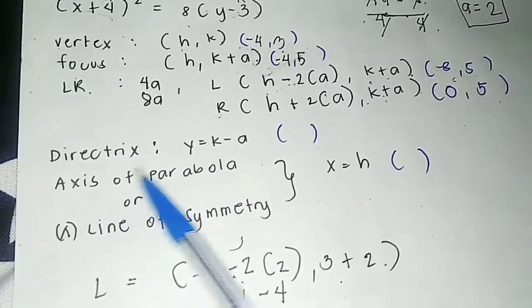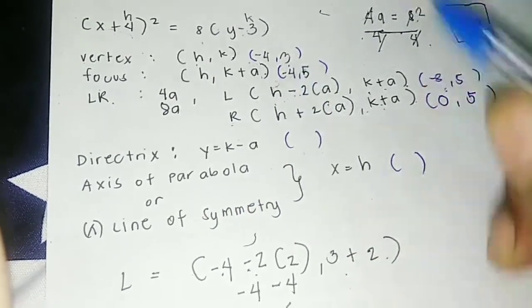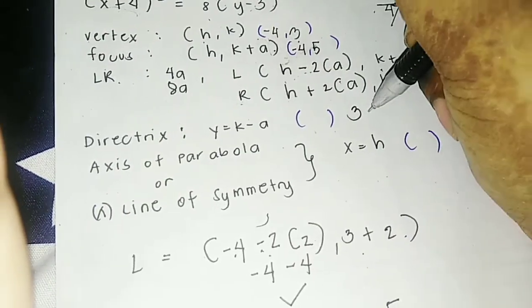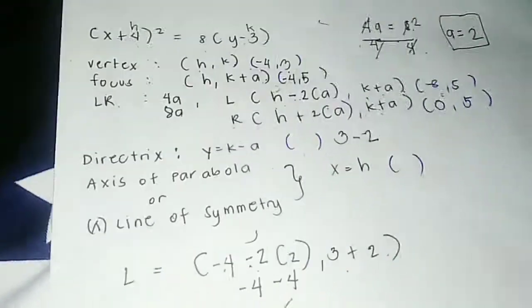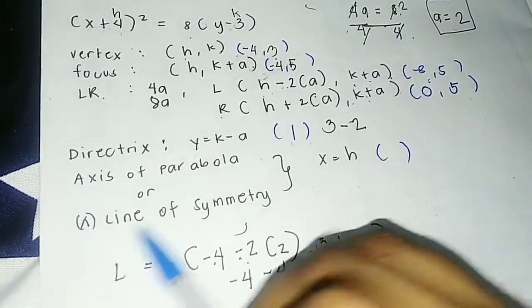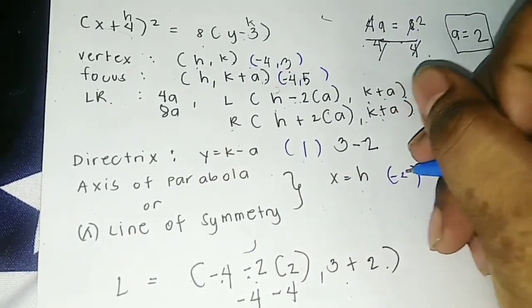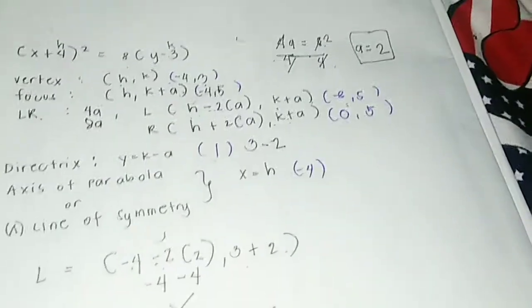So, moving on to our directrix. Y is equals to k minus a. So, ang ating k is 3. Ang ating k ay 3 minus 2. Which lead us to our y to be 1. And ang ating x or ang ating line of symmetry, ang axis of parabola is h. h is negative 4. So, buo na po yung mga parts. So, kompleto na po yung parts ng ating parabola. So, pwede na natin siyang i-graph.